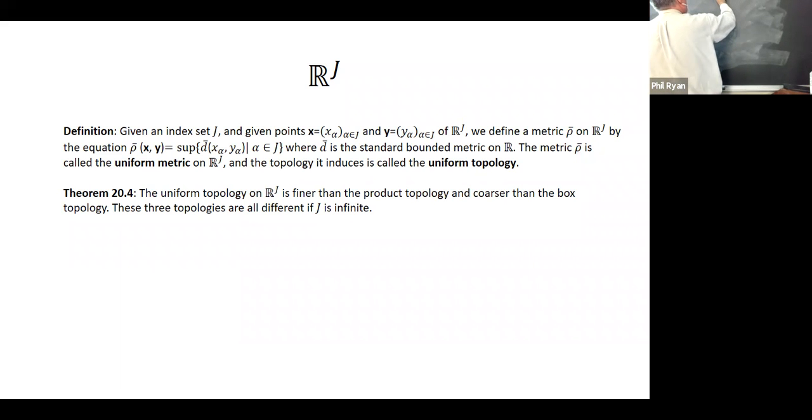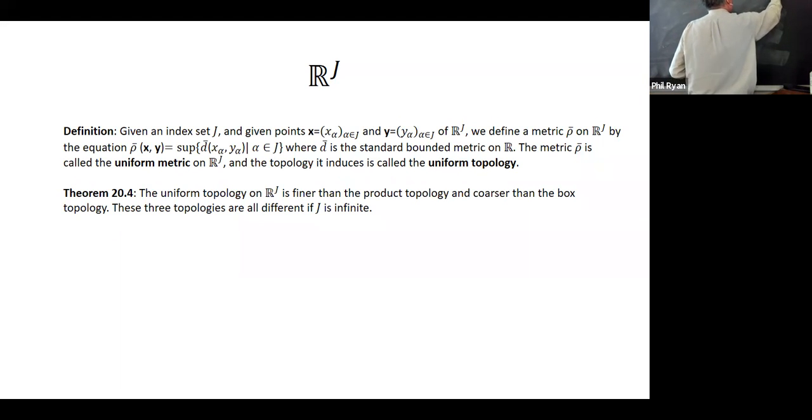So let's start off with some basis element of the product topology, and some arbitrary element x of that open set in the product topology. What we're going to do is show that there's an open set in the uniform topology which contains x.